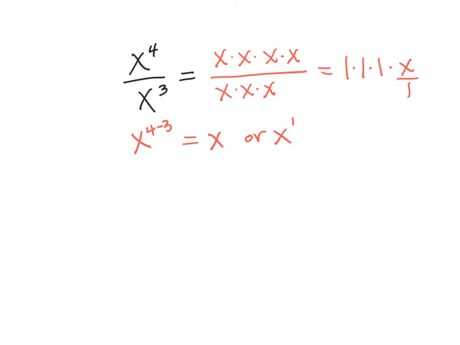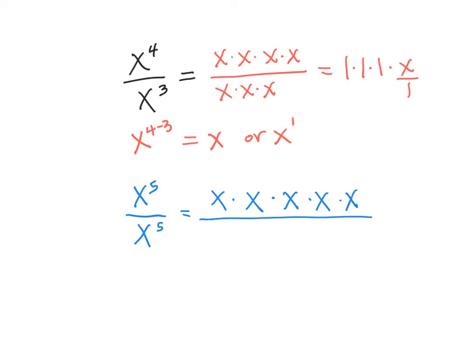This means the same as this. But what would happen, just for the sake of argument, if we had an expression like this? Let's say we had x to the 5th over x to the 5th. Well, you probably remember that any number over itself equals 1, but in case you didn't, let's just look at how this plays out. 5 x's on top, 5 x's on the bottom, and what ends up happening is each of these is basically equivalent to 1. 1 times 1 times 1 times 1 times 1, which means our answer is 1.